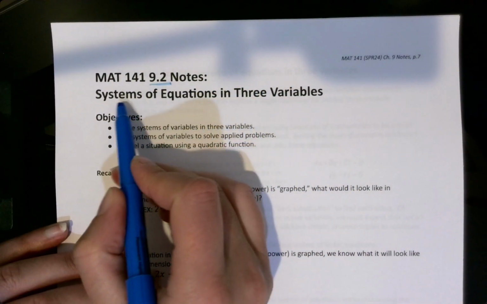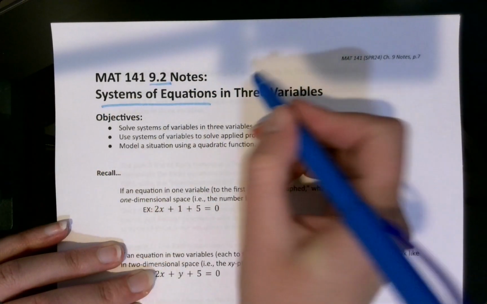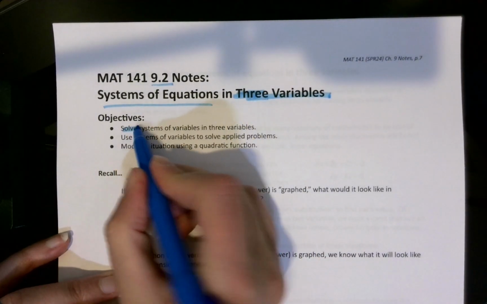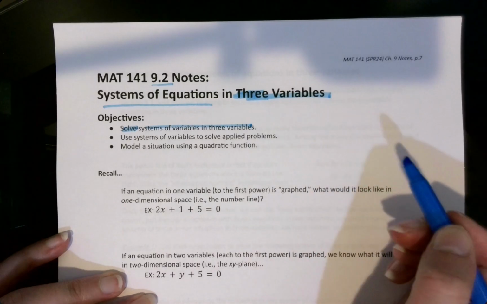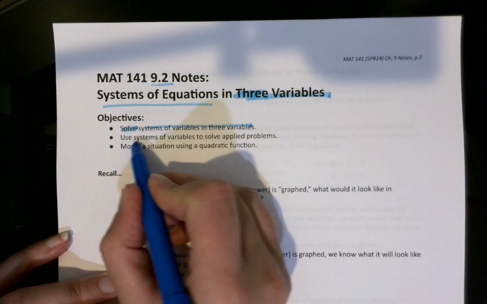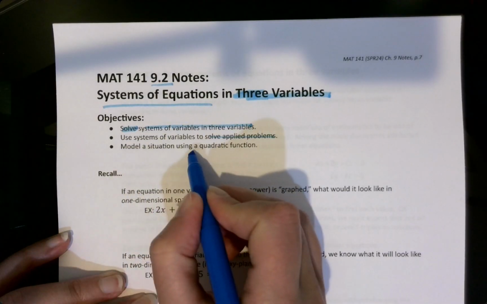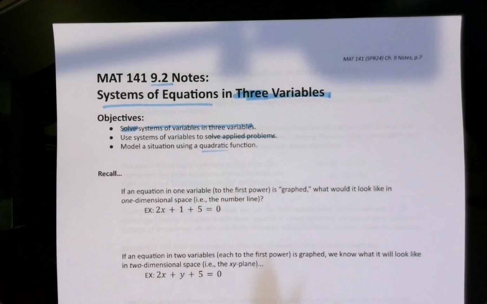In section 9.2, we're going to be looking at systems of equations in 3 variables. So our goals are to solve systems of equations in 3 variables and use systems of equations to solve applied problems and also model the situation using a quadratic function. That's another application of systems of 3 variables.